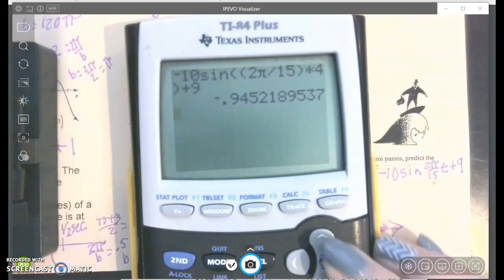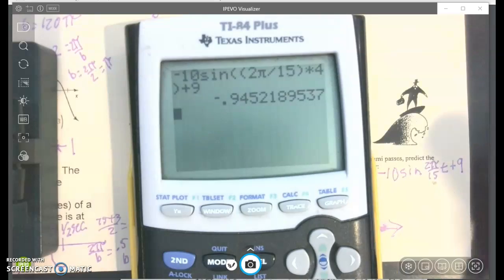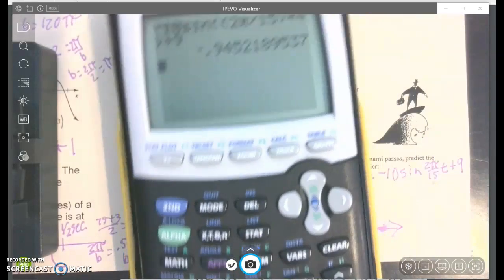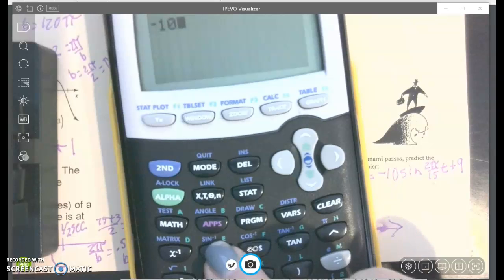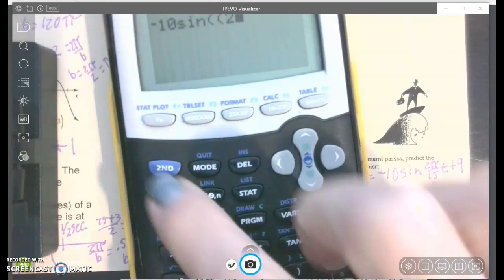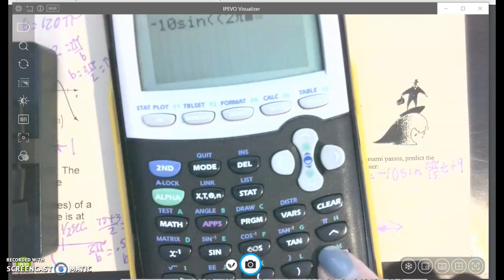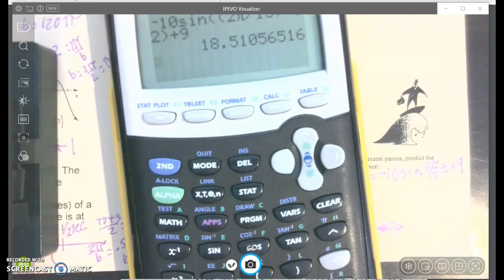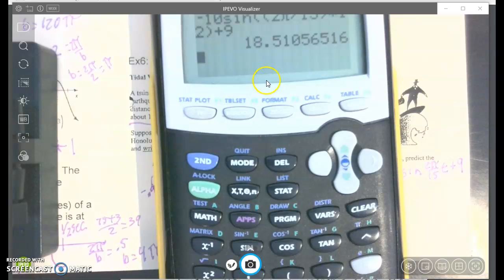And then do the same thing for 12 minutes. So -10 sine 2 pi divided by 15 times 12 plus 9, and the answer is 18.5, and that is the answer.